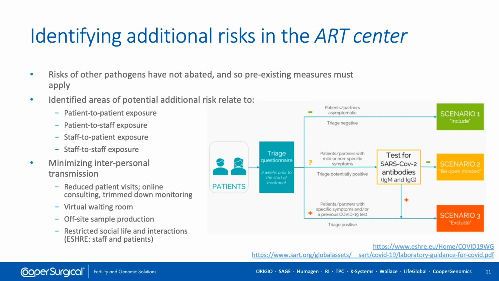Measures that can be taken to reduce these risks include reducing patient visits by trimming down monitoring and using online consulting, and by encouraging off-site sample collection. ESHRE have recommended that patients be submitted to a triage questionnaire 2 weeks prior to the start of their treatment to determine whether testing is required and whether treatment may commence.